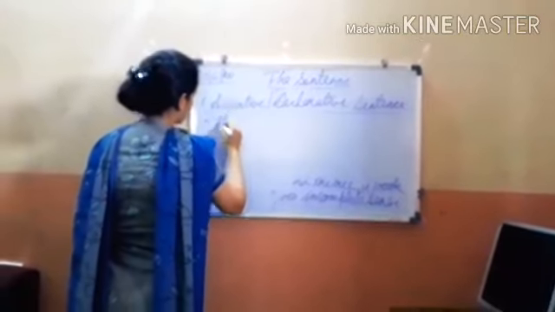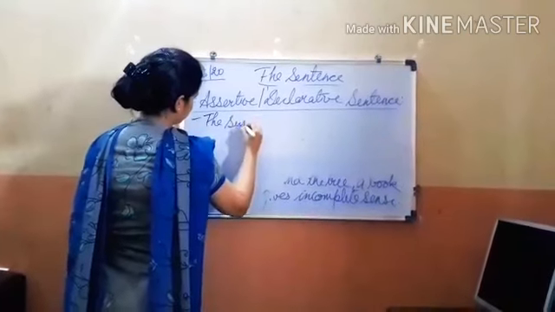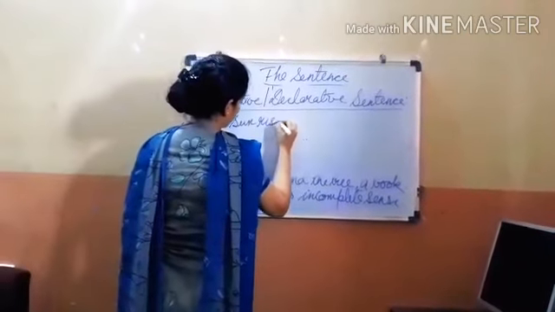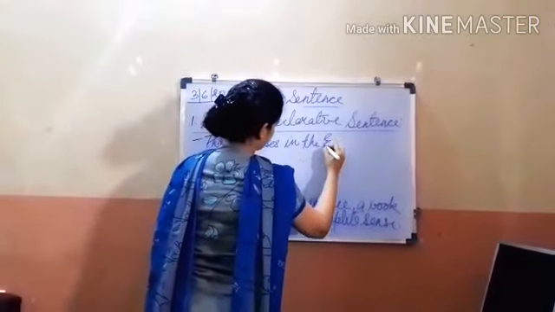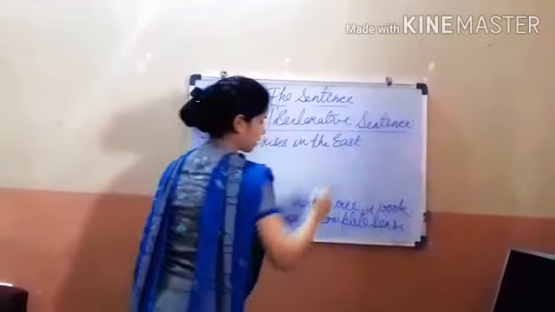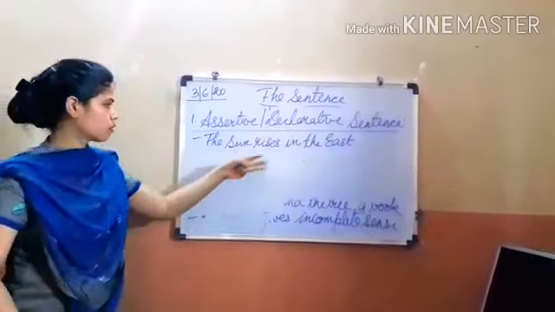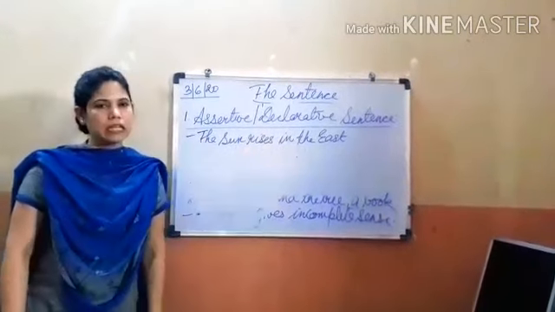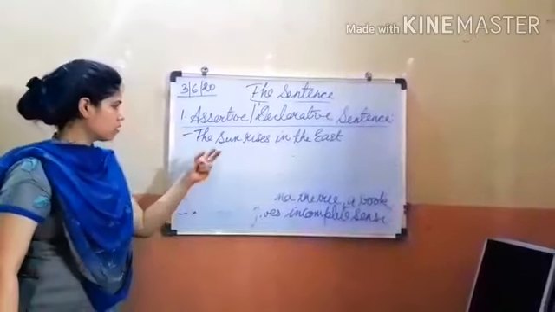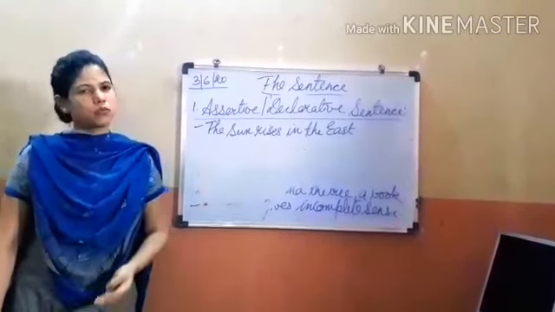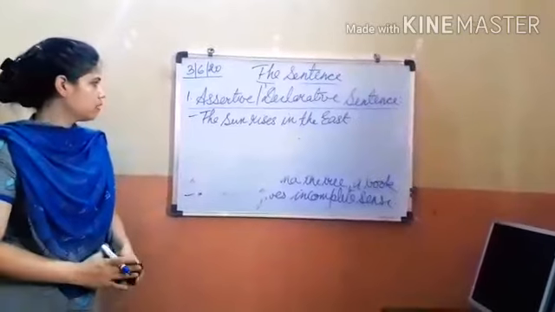The sun rises in the east. The sun rises in the east is just a simple statement. Something is said about the sun, that it rises in the east. It has got a subject as well as a predicate. We will discuss subject and predicate in the next chapter.